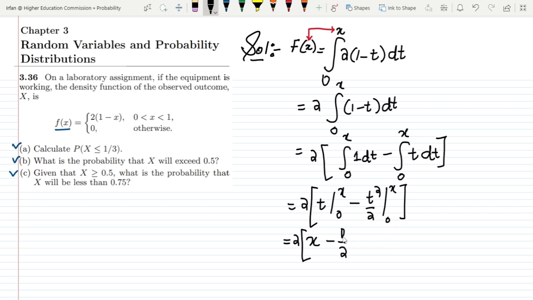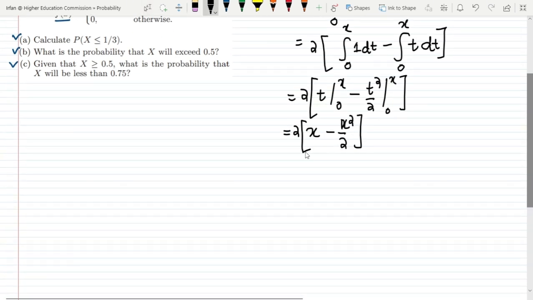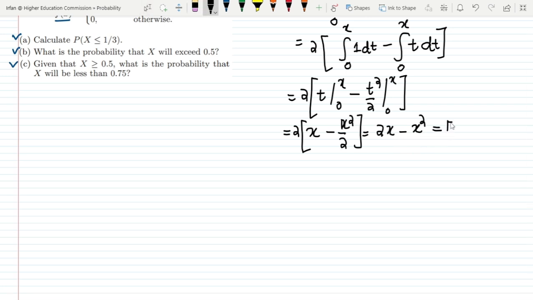So here I will have x square. Okay, so ultimately I will get this one. Now moving downwards, multiplying this 2 inside of it, I will have here 2x minus x square. Okay, so this is the CDF of my function which I have here.